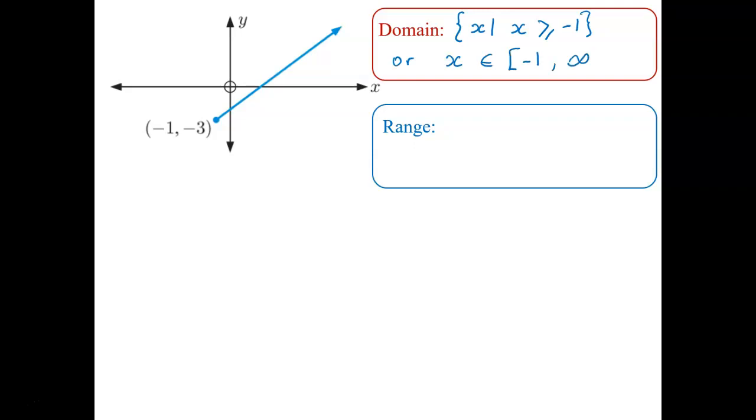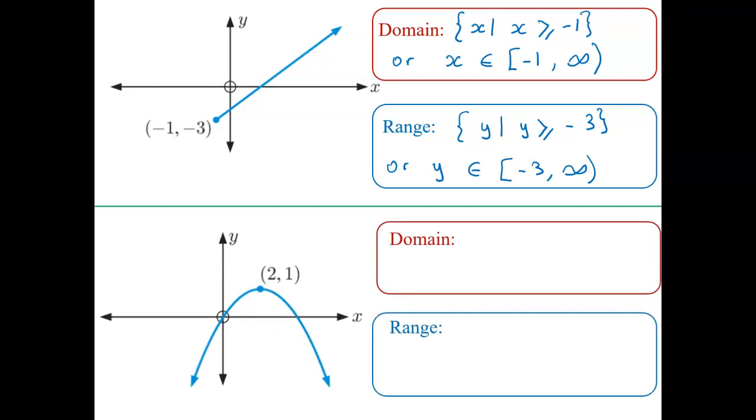Or in interval notation, notice a square bracket next to the -1 and the round bracket after infinity. Now if we consider the y-coordinates, they could be anything from -3 onwards. So have a look at the range, the way it's written in interval notation. Notice the square bracket next to the -3 and the round bracket after infinity. So that's saying that y could be anything from -3 all the way to infinity.